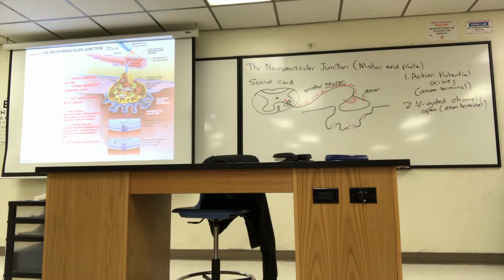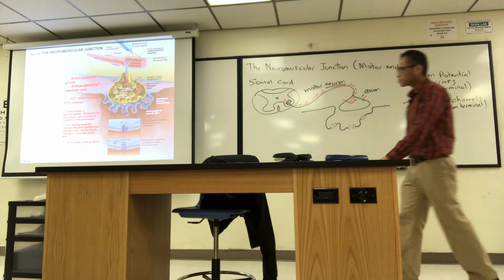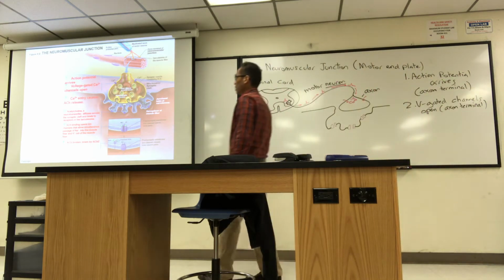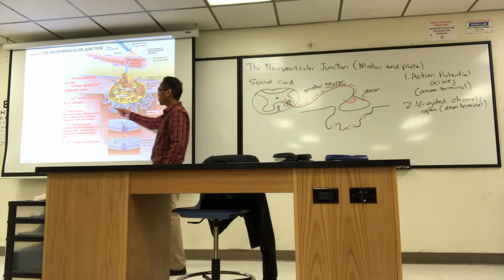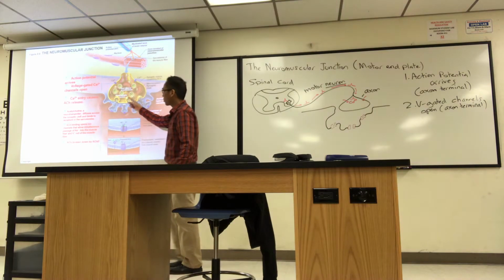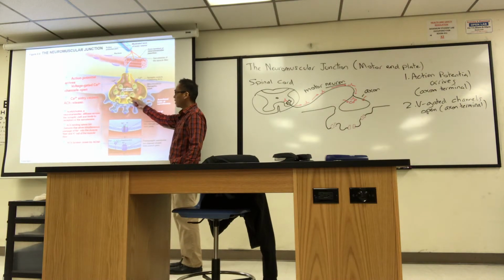And voltage-gated means a change in voltage kind of opens the gate of those channels. And an action potential arriving would actually do that. And what that does is it triggers this. It says calcium entry causes ACH release. So it really triggers this ACH release.